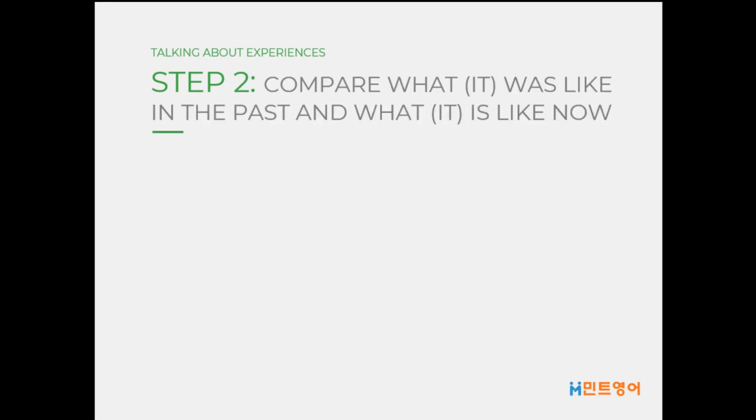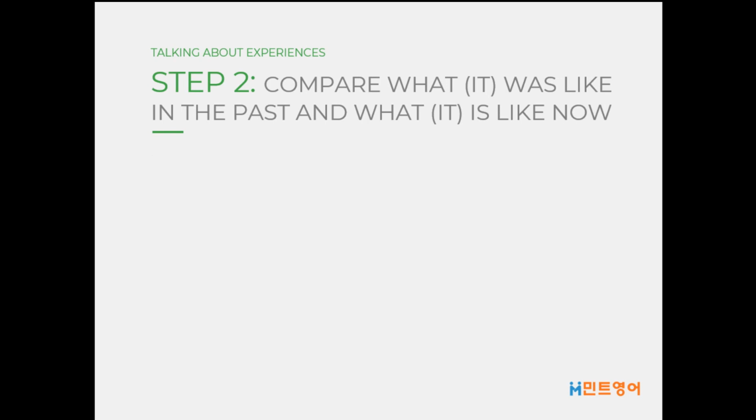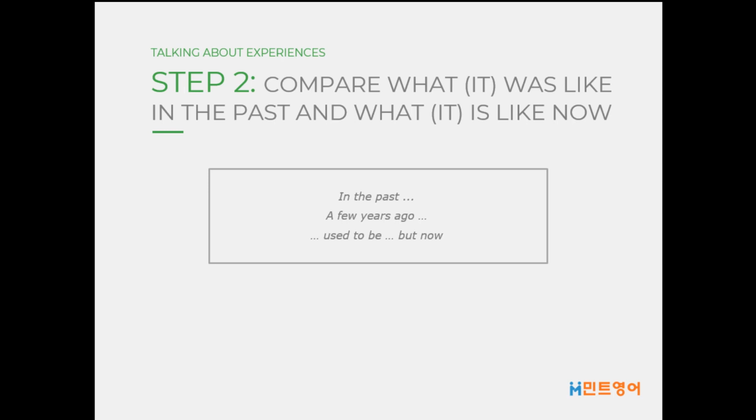In this step, you have to compare or contrast things or situations in the past with the same things or situations in the present. Since you will be talking about the past and the present, it is recommended that you switch between the past tense and the present tense. You can also use cohesive devices to aid you in expressing your answer more elaborately. Here are some examples.